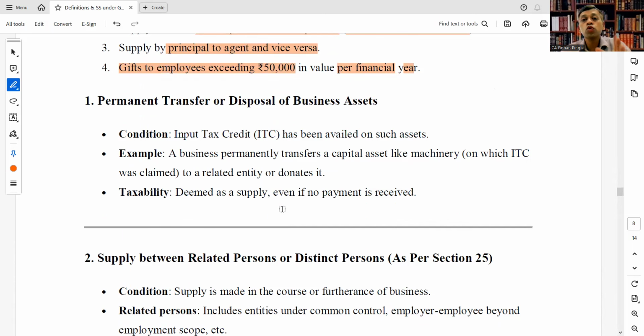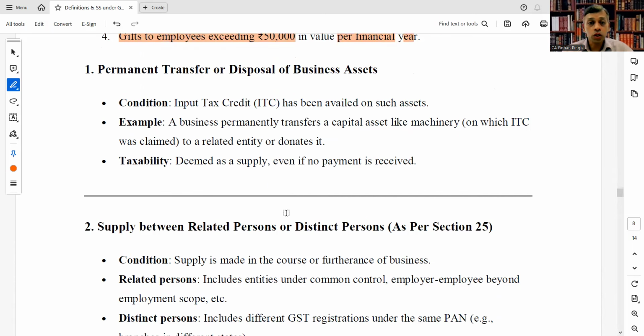Permanent transfer or disposal of business assets. Condition: input tax credit has been availed on such assets. This condition needs to be satisfied in case of permanent transfer or disposal of business assets. Example: a business permanently transfers a capital asset like machinery on which ITC was claimed to a related entity or donates it.